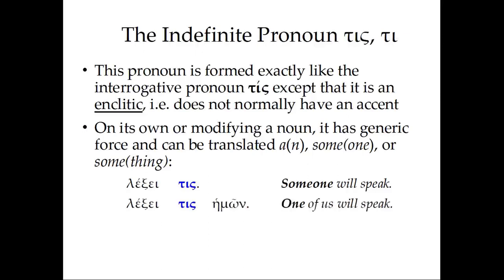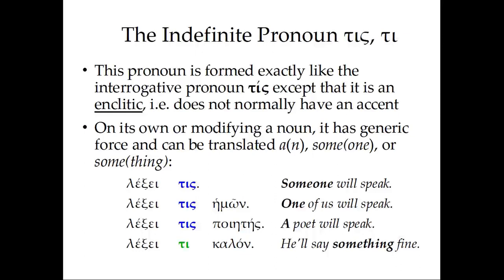Someone will speak. Lexe tis hemon. Literally, someone of us will speak, but that's not good English idiom, so we would translate it as one of us will speak. Someone from among us will speak. Lexe tis poietes. Here, tis agrees with poietes in number, case, and gender. So it's been used kind of as an adjective, almost. A poet will speak. Some poet, a poet, any poet. We're not quite sure who the identity is, or the identity isn't important. We know that a poet will be speaking.